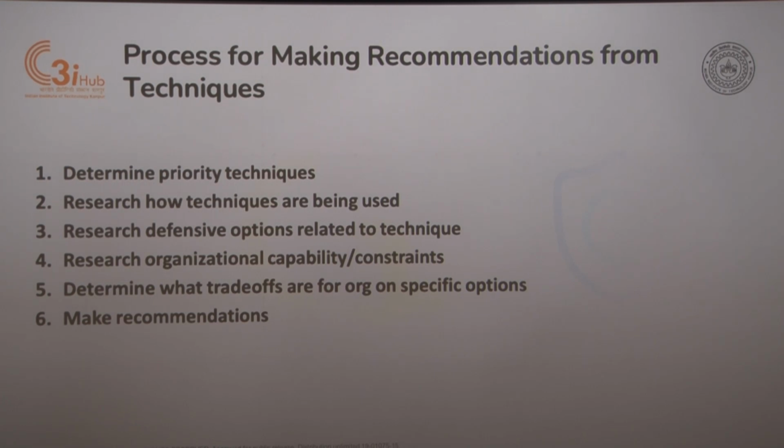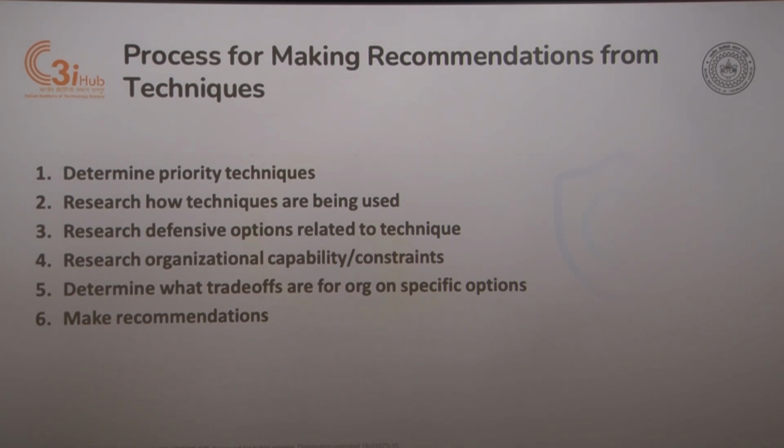Once we understand where and how it has actually been implemented, analysts have to research what defensive options we have for that special case. Once we are done with it, the analyst has to research organizational capability and constraints. Let's say we found a set of defensive options which we can implement to stop those TTPs from being executed in the environment. After that, we need to keep in mind the organization's capability, like what capabilities our organization has and what constraints we have.